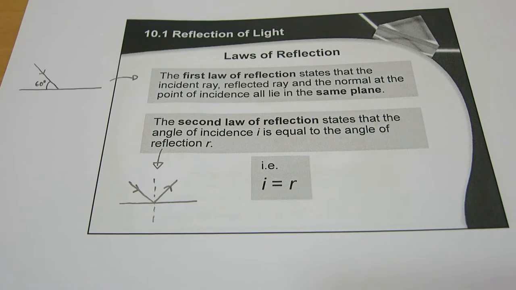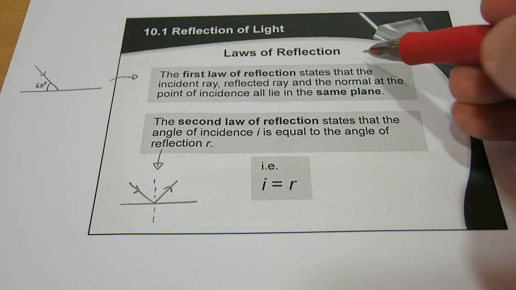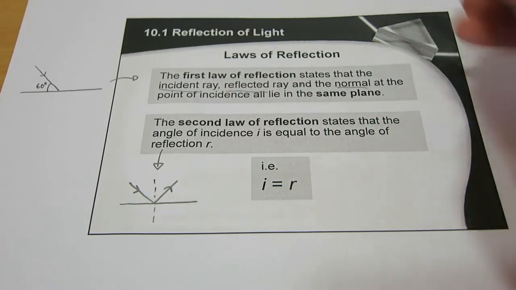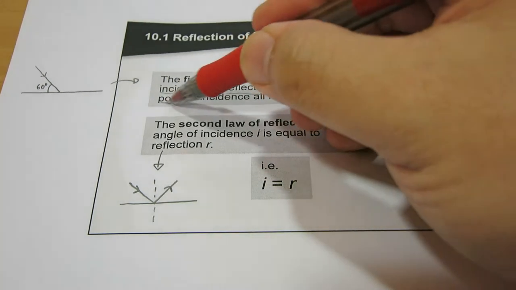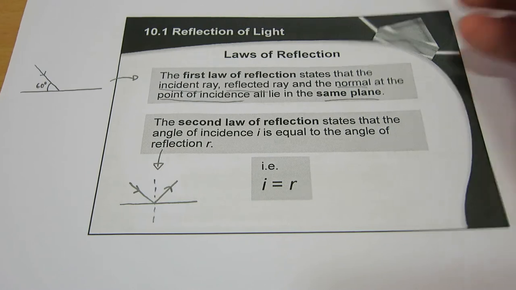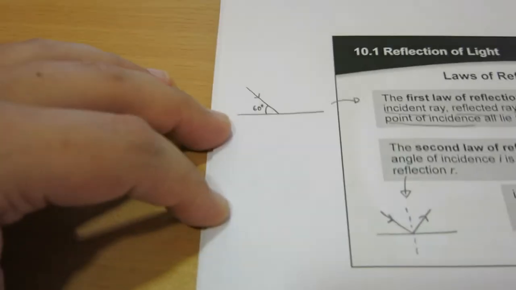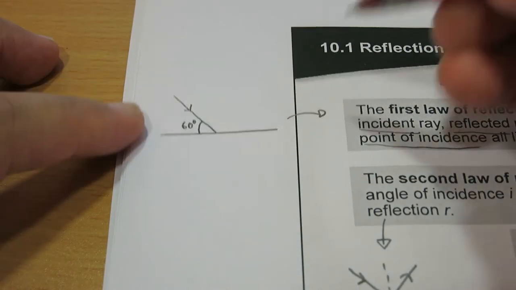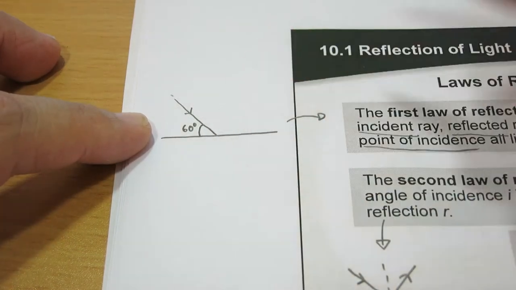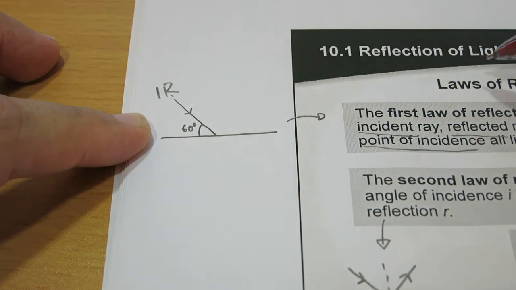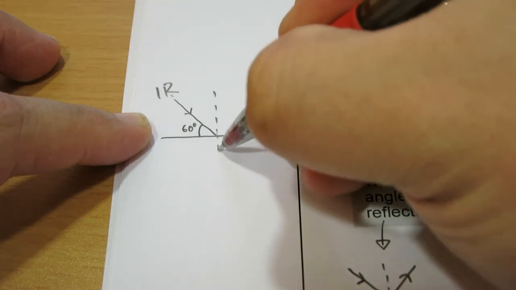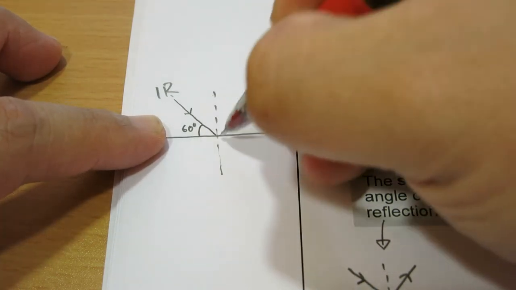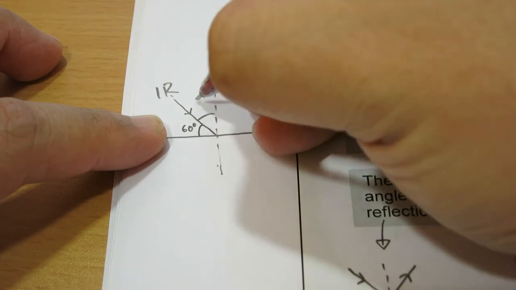The first one sounds very wordy, so I'll run through it in a little more detail. The first law of reflection states that the incident ray, the reflected ray, and the normal all lie in the same plane, meeting at one point, and that point is called the point of incidence. It sounds like a lot of words, so let me briefly run through with you what the first law means. If any light ray hits a surface, we call the light ray that hits the surface the incident ray. We define the angle between this incident ray and the normal drawn to the surface here as the angle of incidence.